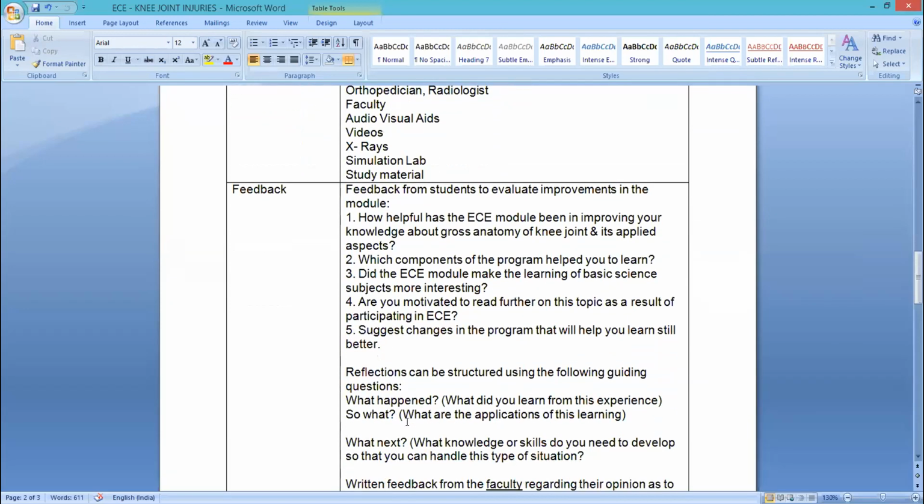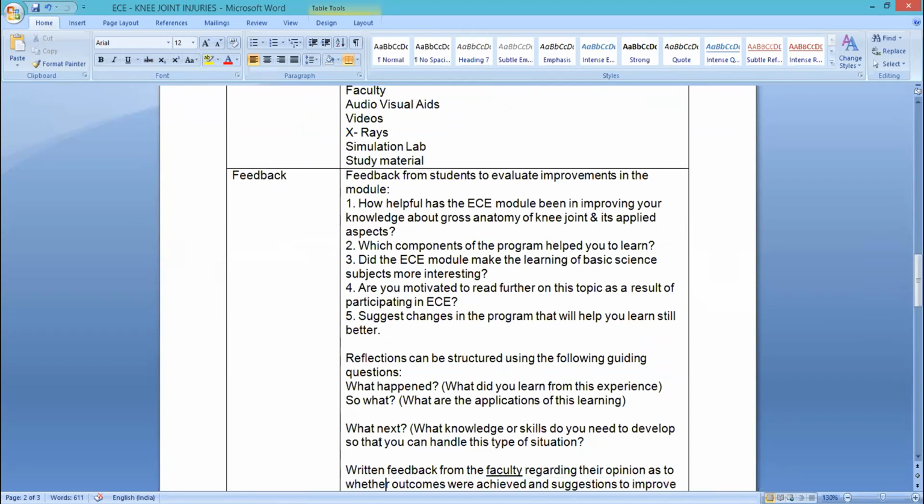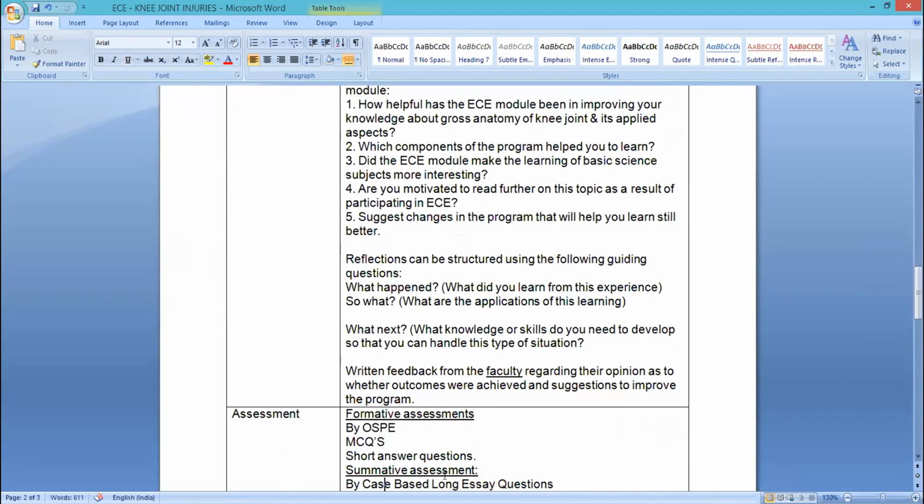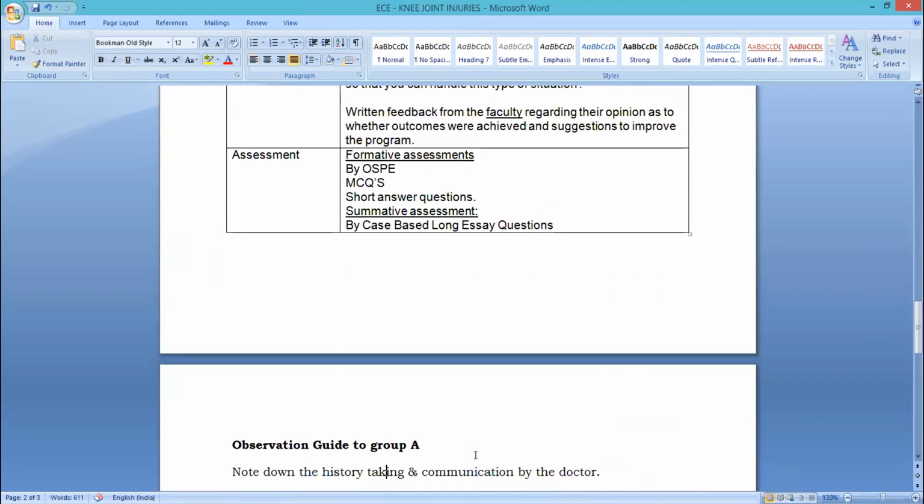Reflections from the students can be taken: what happened, so what, and what next. Feedback from the faculty also can be taken. Assessment: formative assessment by OSPE, MCQ, short answer questions, and case-based long essay questions.